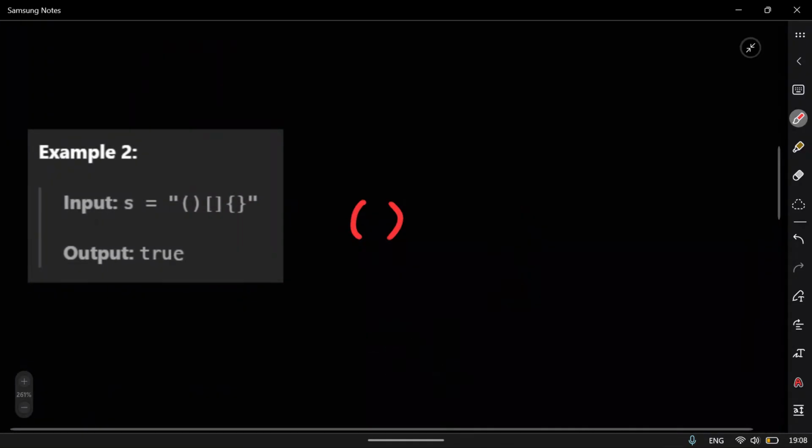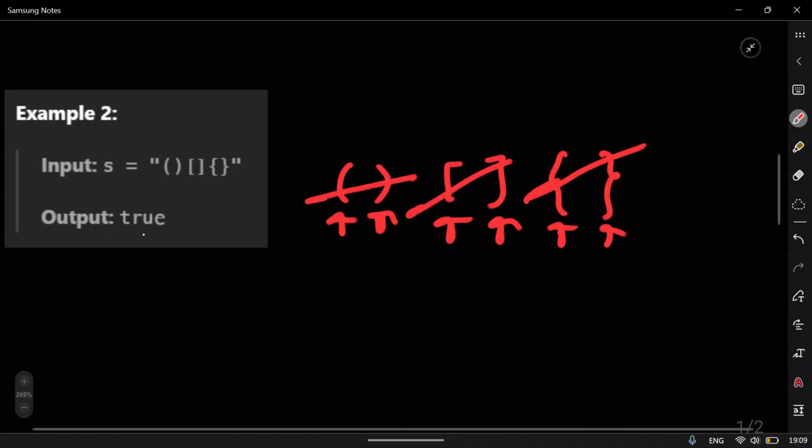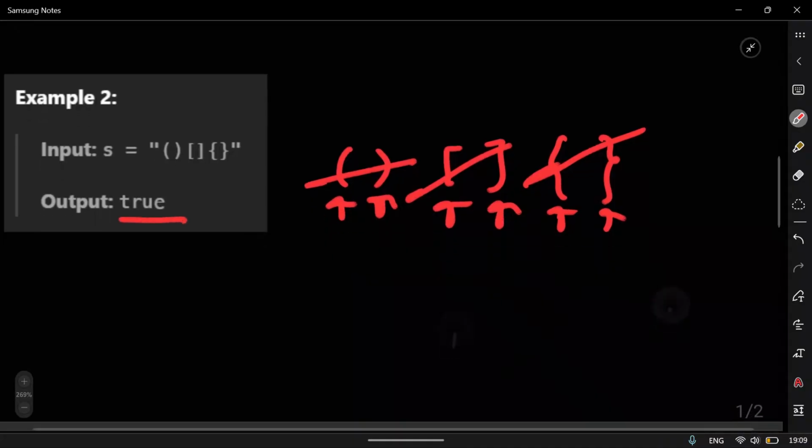Here, if we look at the string, I opened it and I closed it, and both are of the same kind. Done. In the same way, I opened this and I closed it, and both are of the same kind. Done. And the same thing with this, I opened and closed it, and both are of a similar kind. Therefore I can say that it is true, a valid string.